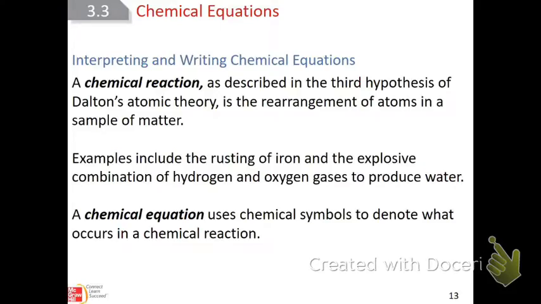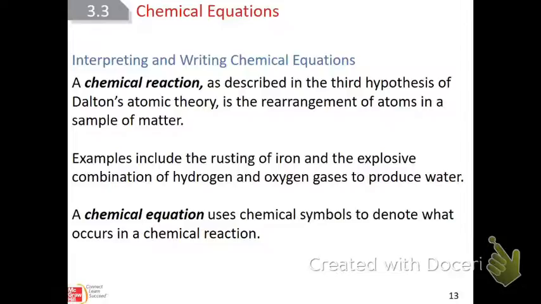But look at this first slide. A chemical reaction simply describes a chemical change. Remember, Dalton said that chemical reactions happen when atoms are either joined together, pulled apart, or rearranged. That's what it's talking about in his third hypothesis of his theory. It's a rearranging of those atoms.